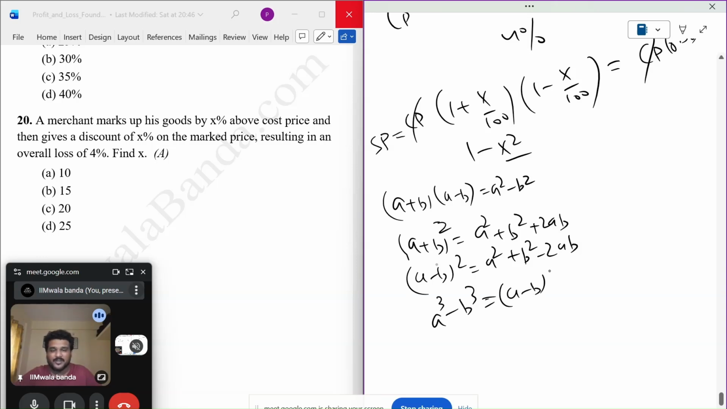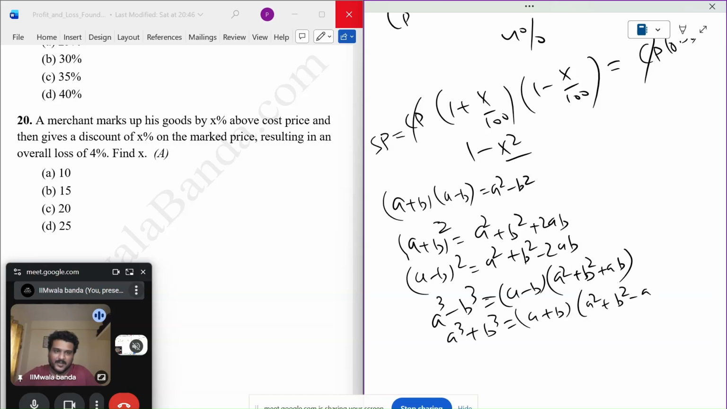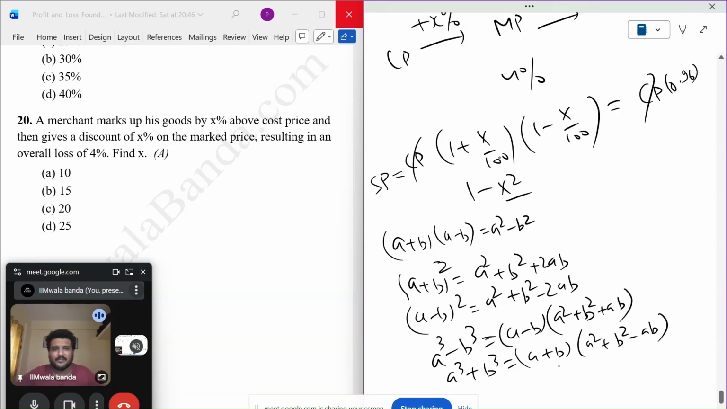A cube minus b cube is a minus b into a square plus b square plus ab. This also you should know. If it is minus, let it be minus at the start, but then it will become plus. If it is plus, let it be plus at the start, then it will become minus ab. I hope these are all at your fingertips because these are very important when we're solving.